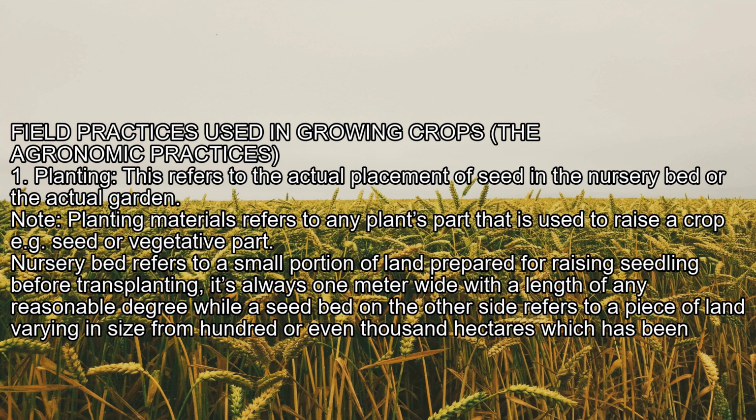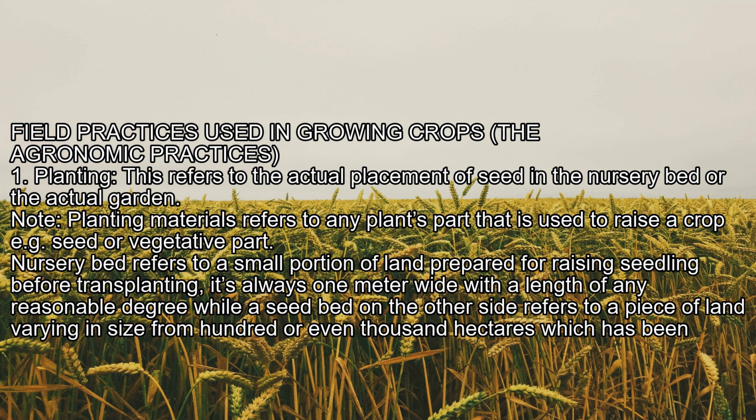1. Planting. This refers to the actual placement of seed in the nursery bed or the actual garden. Note: planting materials refers to any plant's part that is used to raise a crop, e.g., seed or vegetative part. Nursery bed refers to a small portion of land prepared for raising seedlings.